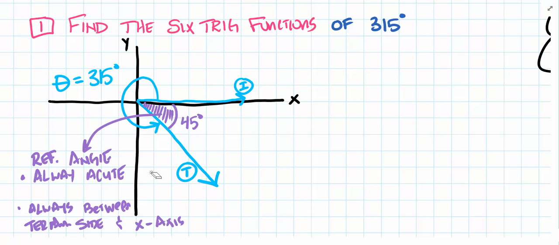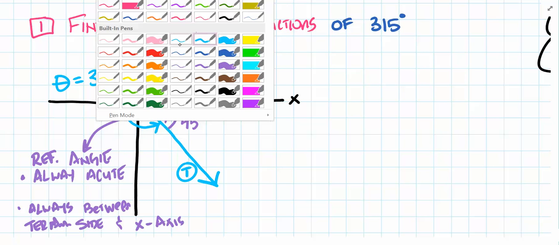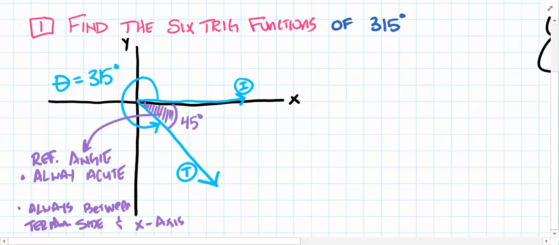All right? So we always drop an altitude, I'll use a different color here, I'll use red, from the terminal side back to the x-axis, perpendicular. So you always draw the reference triangle with the reference angle included. Okay? So now, look what I have. I have a 45, 45, 90 right triangle. You guys agree with that part?